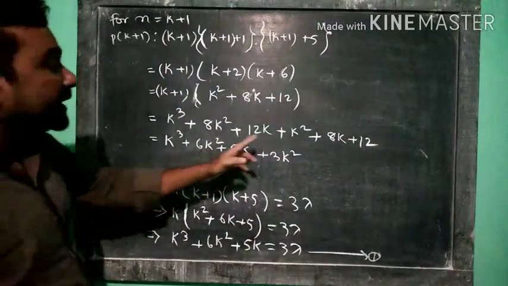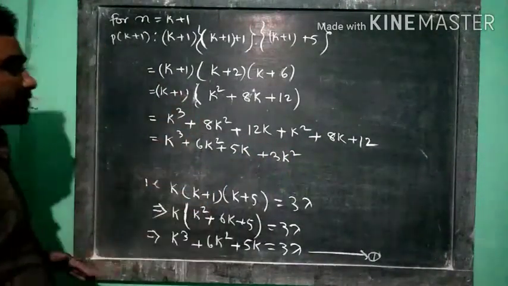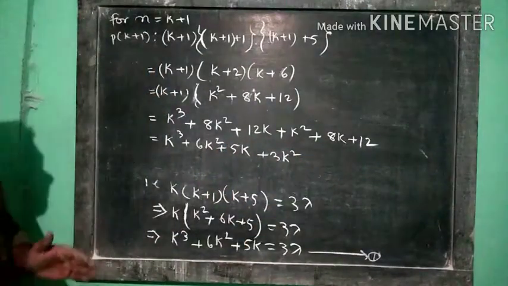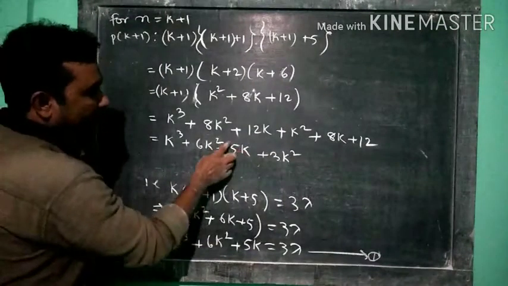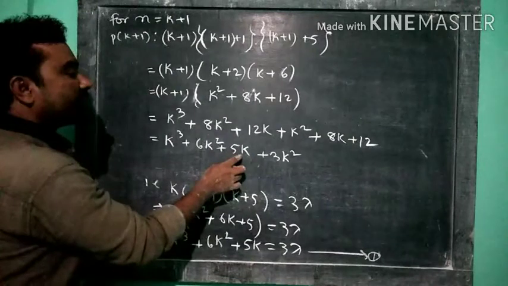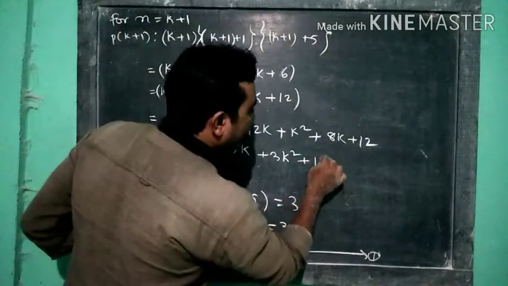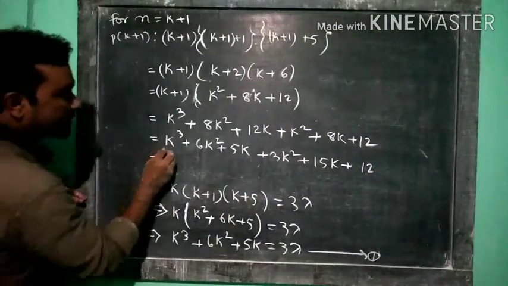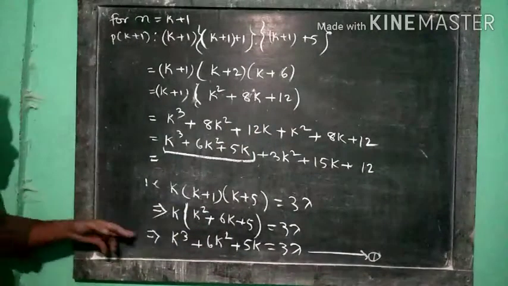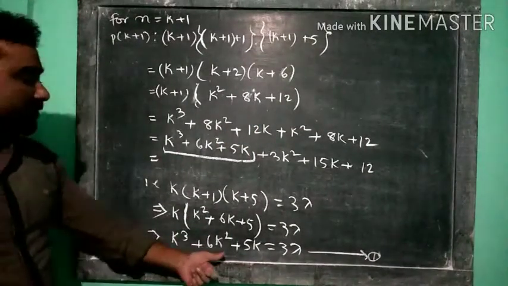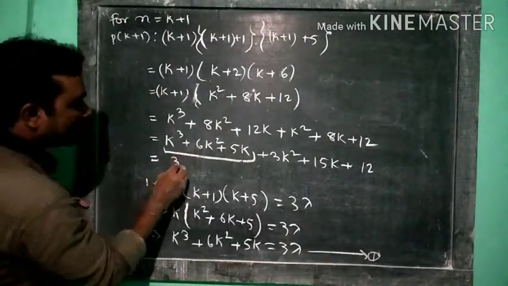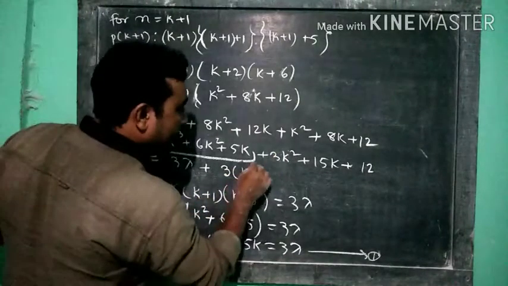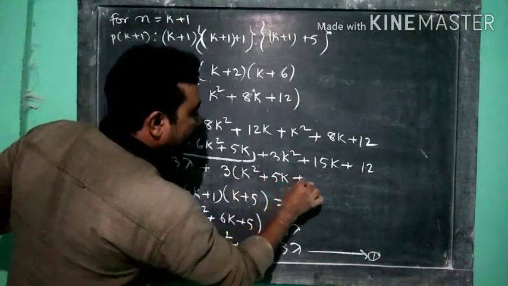And how many k are in this equation? There are 12. Here is 12 and here is 8k. Total number of k is 20. Already we have written only 5k here. So remaining is 15k plus 12. So this is equal to, in equation 1 we have k cube plus 6k square plus 5k equal to 3 lambda. So we can write 3 lambda plus, if we take 3 common here, then this is equal to k square plus 5k plus 4.